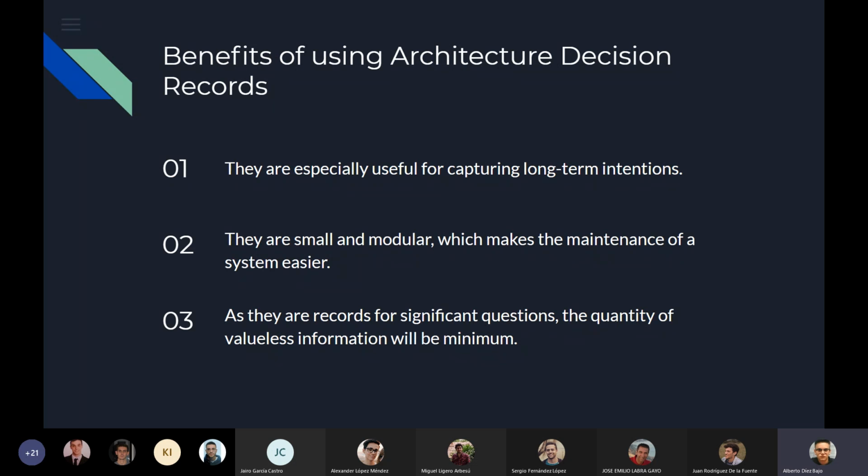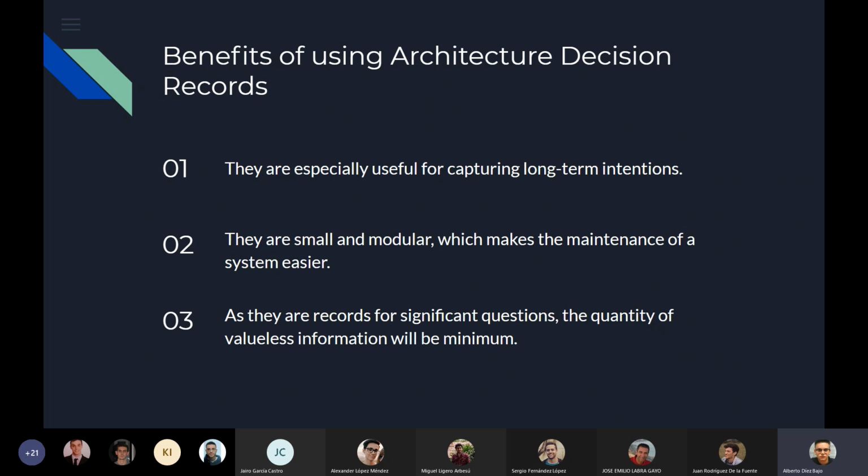Obviously, there are more than 3, but for me, these are the main benefits of using this. The first is that they are especially useful for capturing long-term intentions, as all the team will be able to see at every time what the key challenges are and the evolution of our architecture. And we can also document rejected solutions and explain why they couldn't be beneficial for achieving our goals.